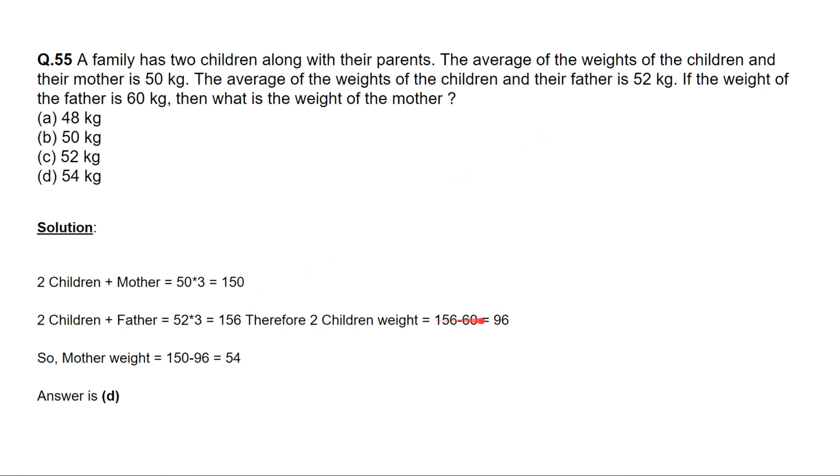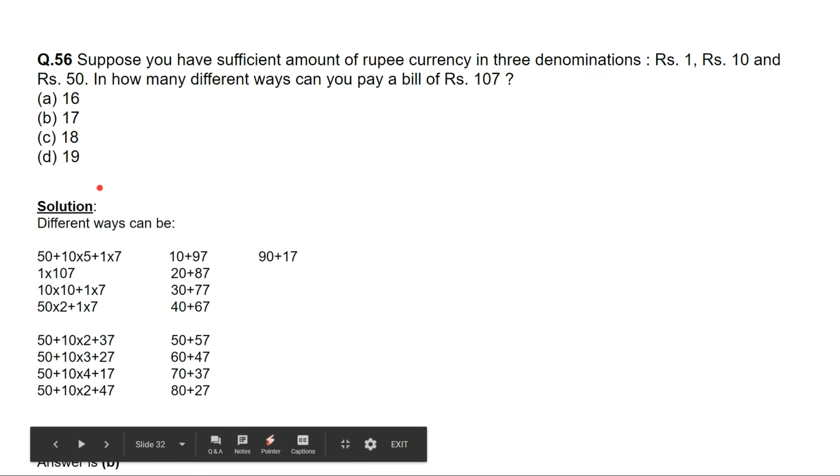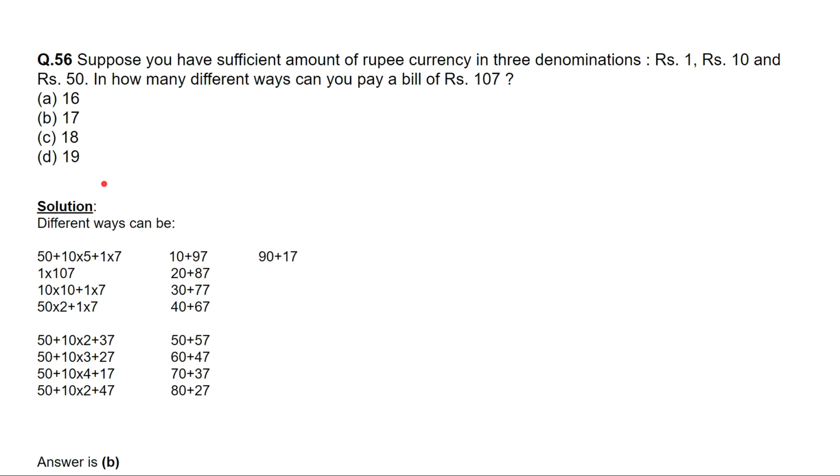Total weight of two children and father is 52 times 3, because 52 is the average weight, which gives 156. So we're getting the weight of two children is 96. From this equation we can find the mother's weight is 54. So the correct answer is D.